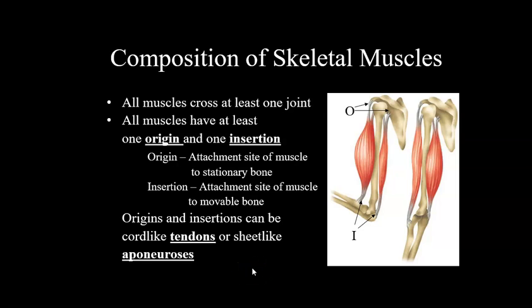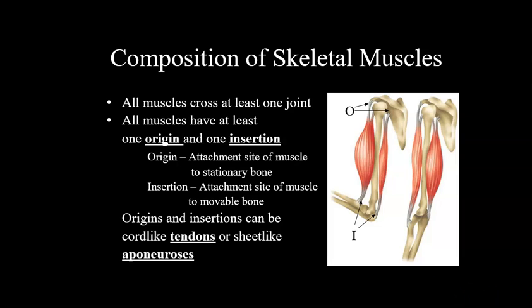Before we get into identifying the muscles, a couple characteristics about muscles and the composition of skeletal muscles. All muscles cross at least one joint. So remember, joints are going to be the combination of muscle, bones, ligaments, tendons, cartilage, those things that allow movement to occur. Muscles have two ends to them. There is an origin and an insertion. The origin is the bone or the structure at which the muscle is anchored. And then the insertion is the bone or the structure that the muscle actually moves.